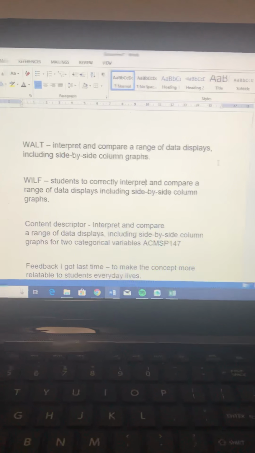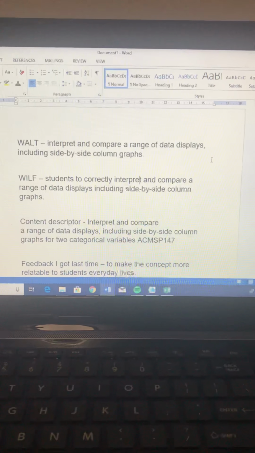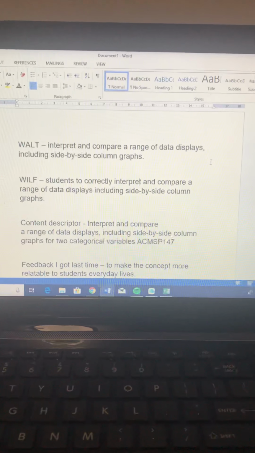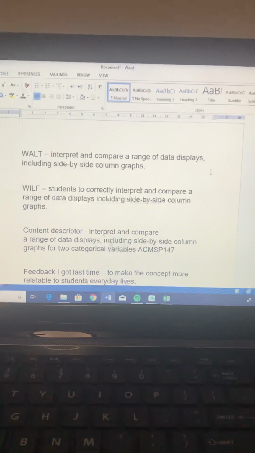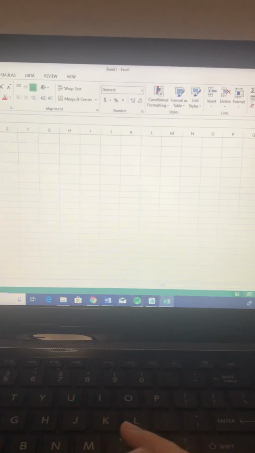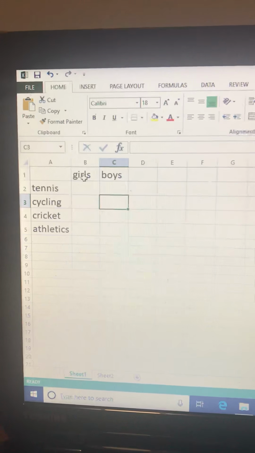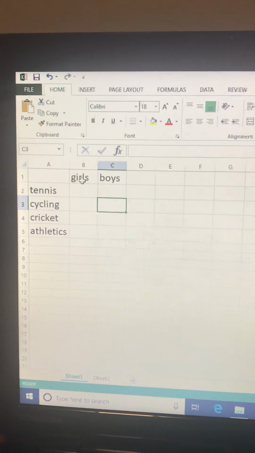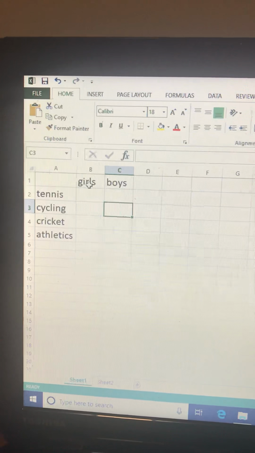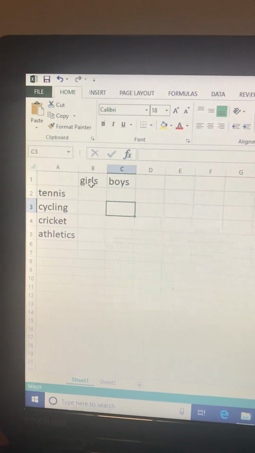And the feedback I got last time in my last video was to make the concept more relatable to students' everyday lives. Okay, so today we are going to be looking at this class's favourite sport choices. So this is an Excel program, so I think you guys have played around a little bit with Excel. So we're going to be logging our data into this table.